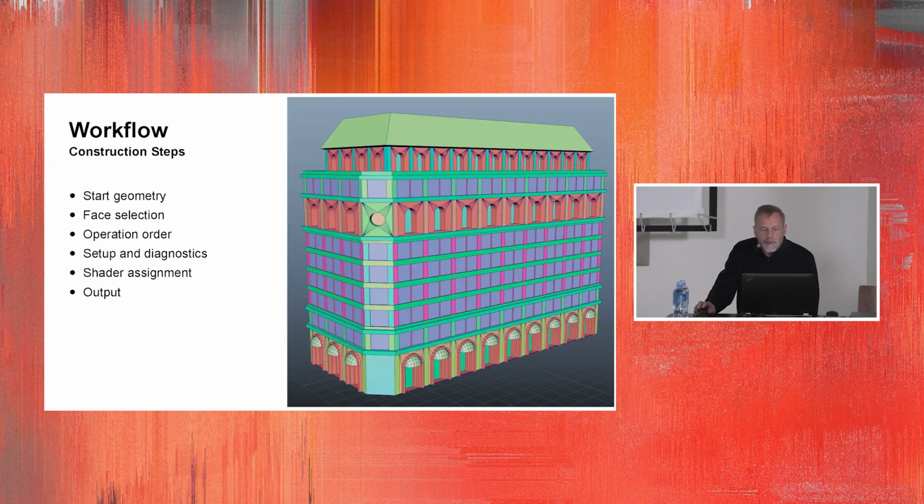So when we go back to this example here, we start with a geometry, with an underlying geometry, and then we select faces, and then we do something with them. So we cut them in one direction, we cut them in another direction, and set up these model operations.